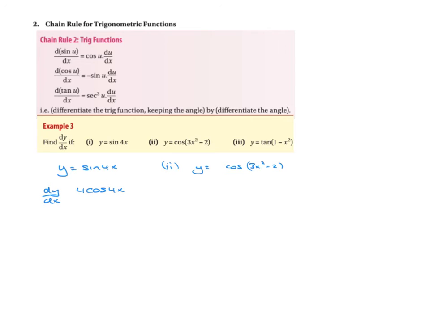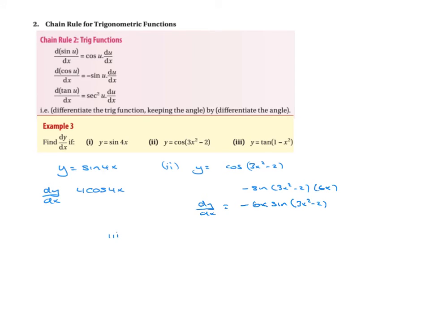So we know that if we differentiated cos of the angle, it would go to minus sine of that angle. So cos of 3x squared minus 2, the differential will be minus sine 3x squared minus 2. But then we have to differentiate the angle. The angle here is 3x squared minus 2. So the differential of 3x squared minus 2 is just 6x, because that will disappear. We then multiply it by 6x, so what we have is 6x. And we then tidy it up, minus 6x sine of 3x squared minus 2. And don't forget to put dy dx is equal to that.